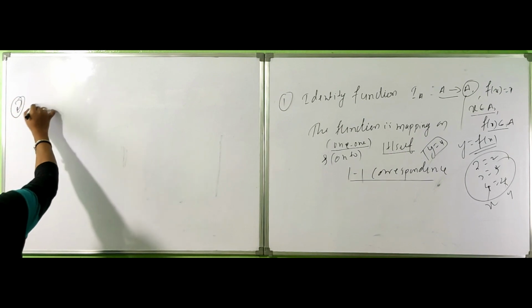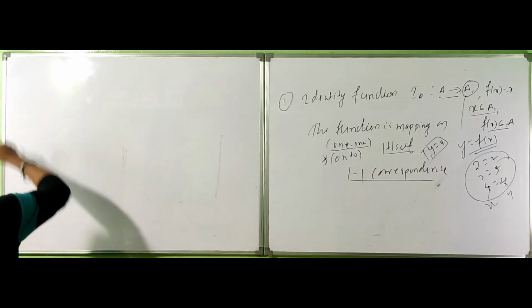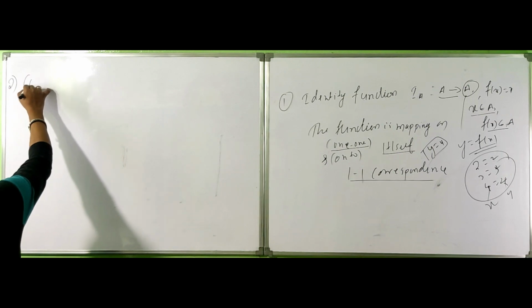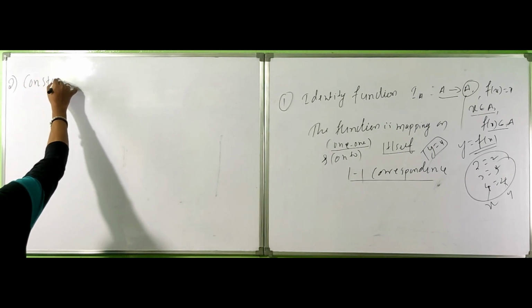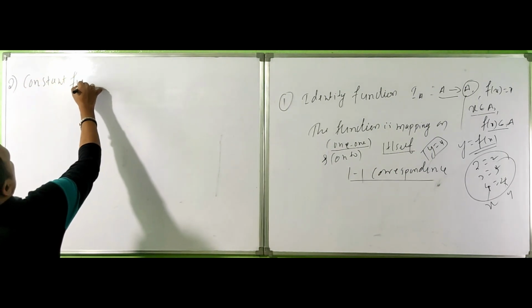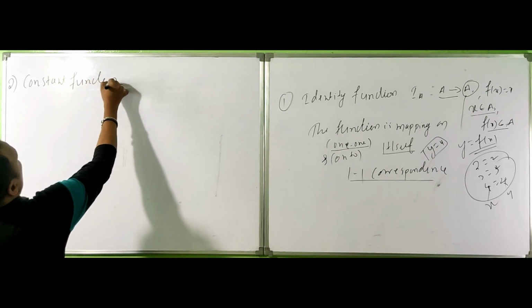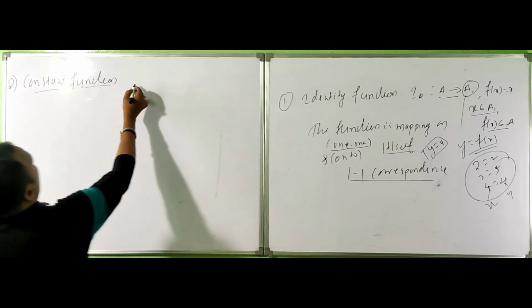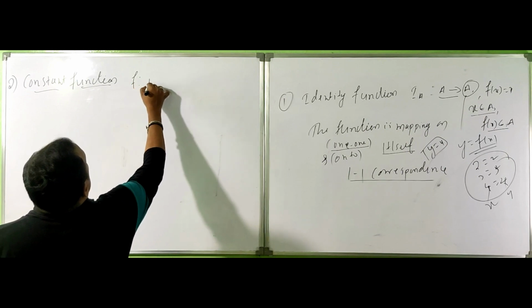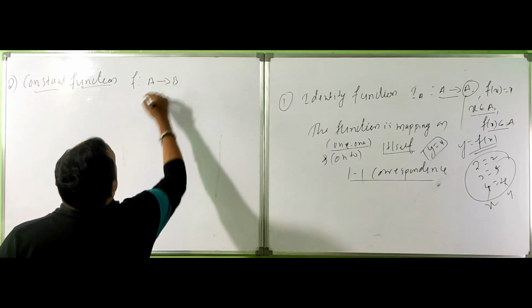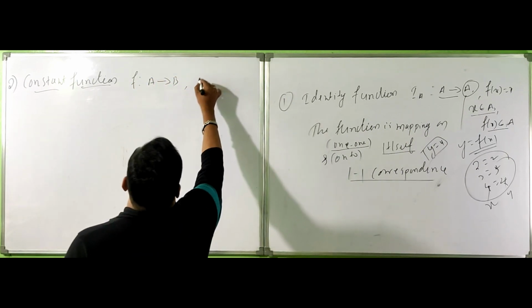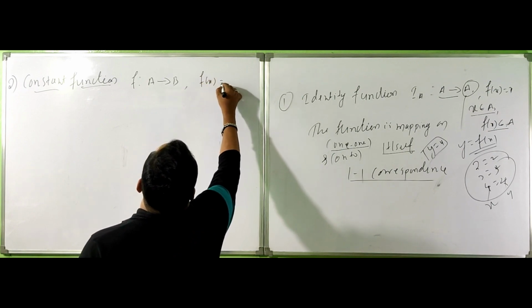Second one is constant function. Let's try it. Constant function. How is it written again? The function f from A to B, and again f of x is equal to b.